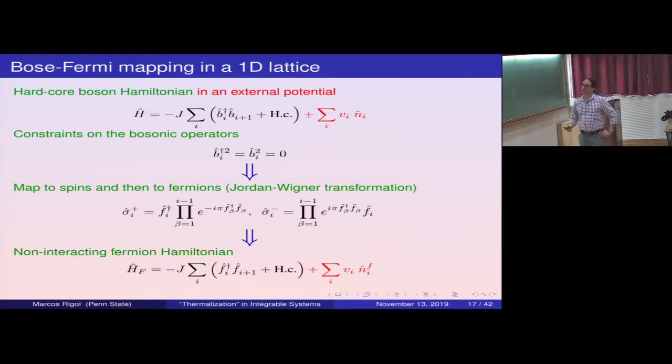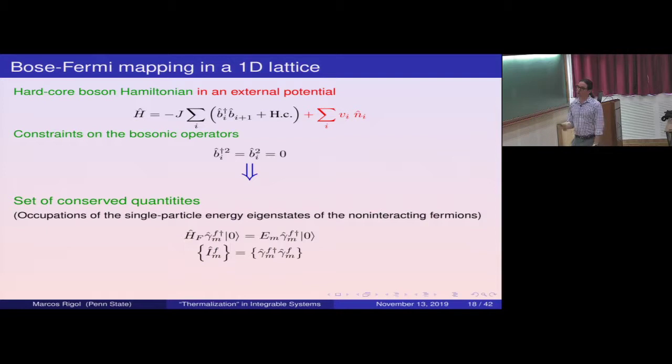There is another thing I should tell you at this point. When you do this mapping, it naturally gives you something that must be conserved in the system. Since this is a quadratic model of non-interacting particles, whatever populations you put into the eigenstates of this single particle Hamiltonian cannot change. Later I'm going to use this: the occupation of the single particle eigenstates of the free fermionic Hamiltonian gives you a natural set of conserved quantities for these hardcore bosons.